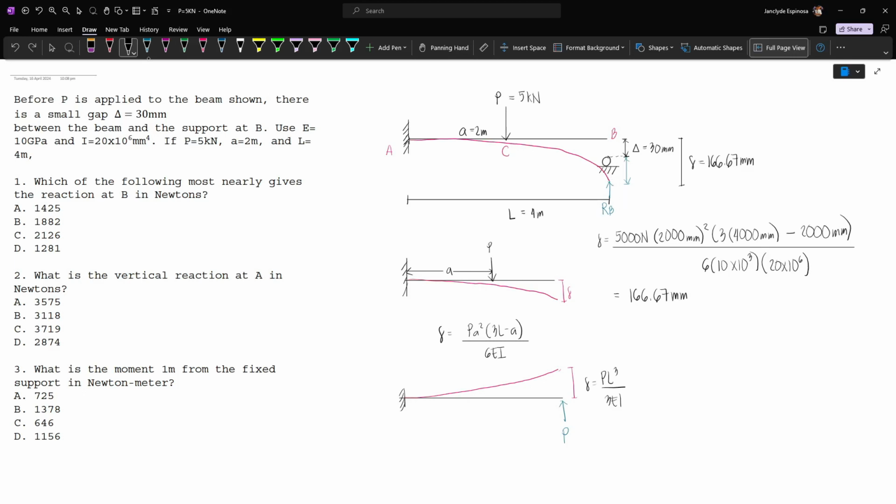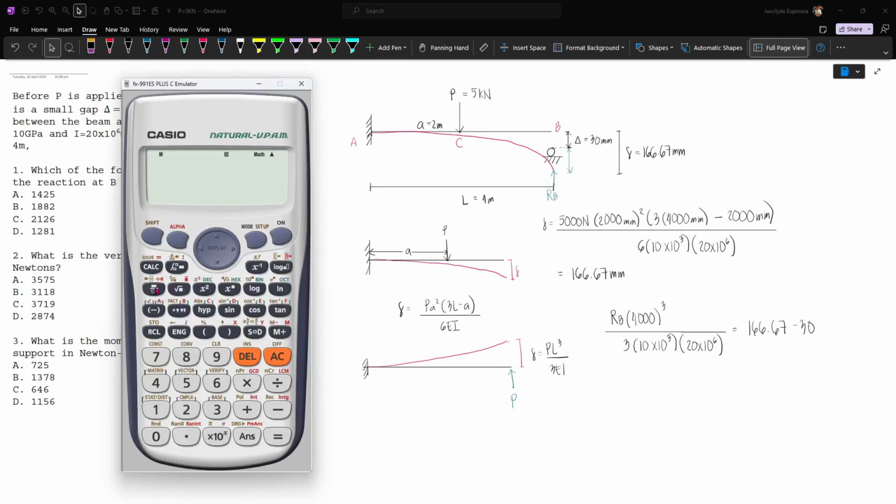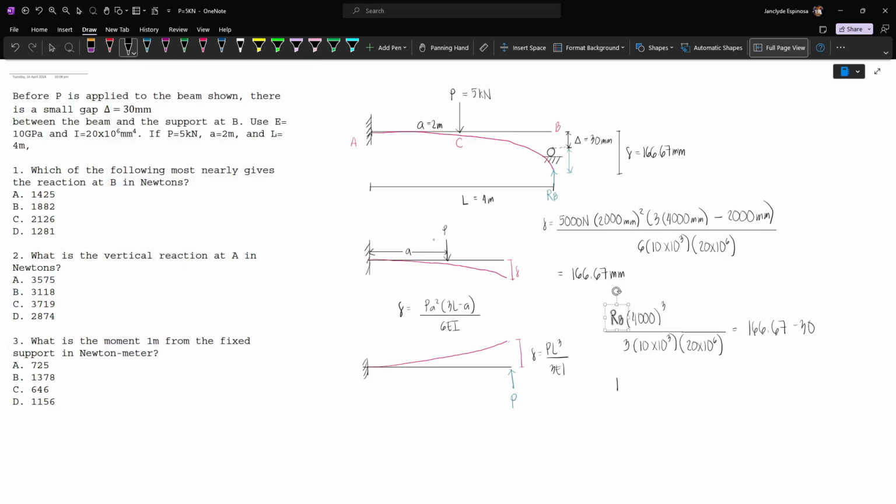So, we have the force RB multiplied by L cubed, which is 4,000 cubed, divided by 3 times EI. Let's just copy this one. The deflection that this will cause must be equal to 166.67 minus 30. That's the blue distance. So, we can now solve RB. Solving RB, we have 1281.28. So, RB equals 1281.28, and our unit is newtons. And so, our answer will be letter D.